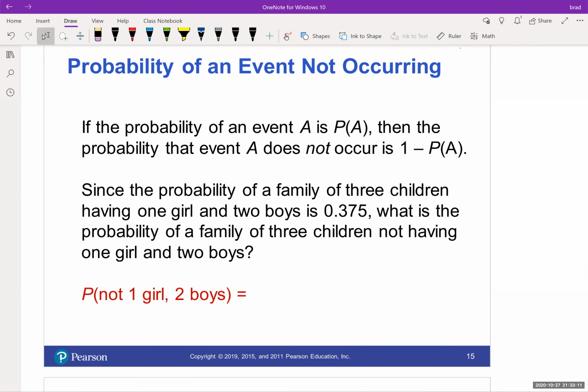Probability of an event not occurring. Okay, so if the probability of event A is probability of A, then the probability of event A does not occur is 1 minus the probability of A. So in a lot of books, this is called probability of A bar or A not. So it's saying not A. What's the probability of not A occurring? So think about it like this.